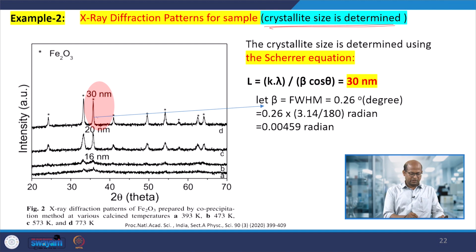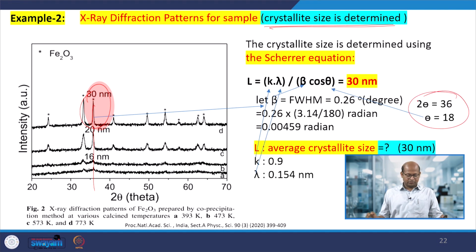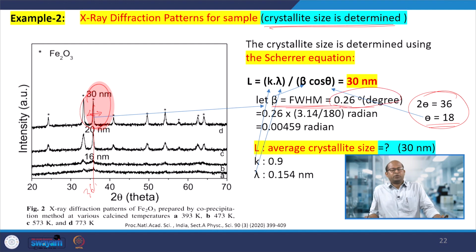Let's say this particular peak we are getting. The peak position you can see is a 2 theta value of approximately 36, so theta would be 18. So this is the 36 2 theta location, and the FWHM, that beta value, was measured manually. Here it comes to approximately 0.26 degrees.